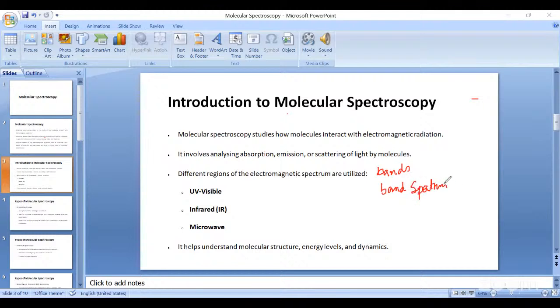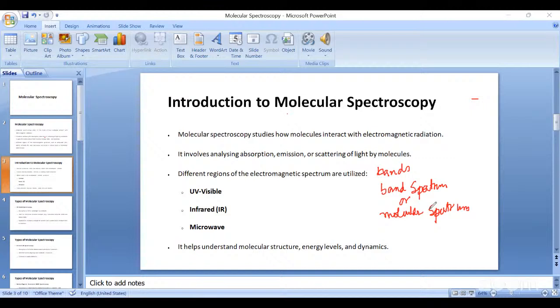That is, whenever light from a source containing a substance in a molecular state is sent to a spectrophotometer, you observe these bands, and this spectrum we call a band spectrum. Otherwise, we also call it a molecular spectrum.